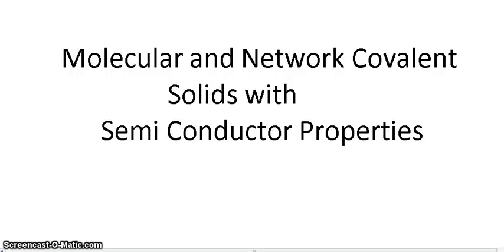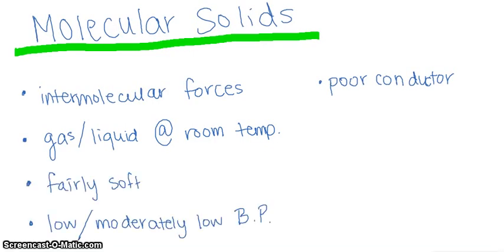This is a video on molecular and covalent network solids as well as p-type and n-type semiconductors. Let's start with molecular solids. This type of solid is made up of atoms or molecules that are held together by intermolecular forces, usually London dispersion, dipole-dipole, or hydrogen bond.